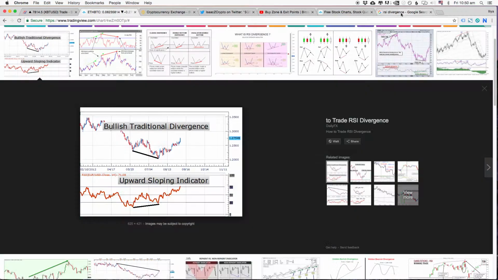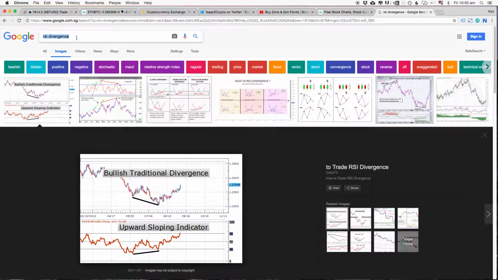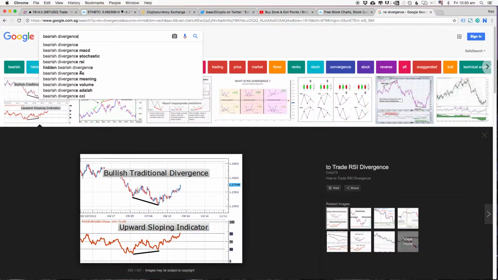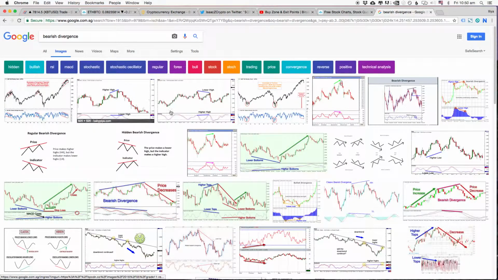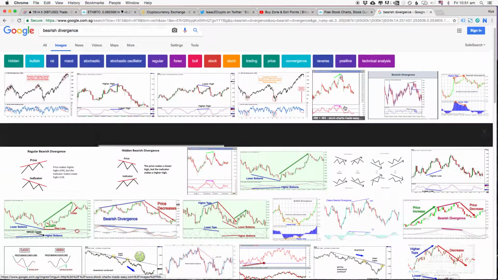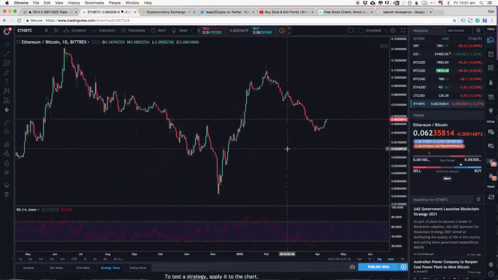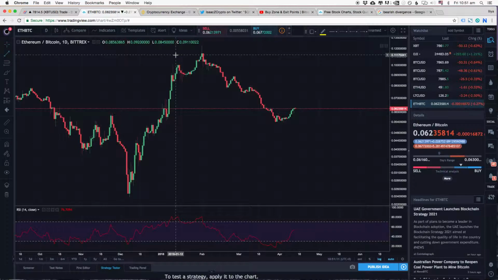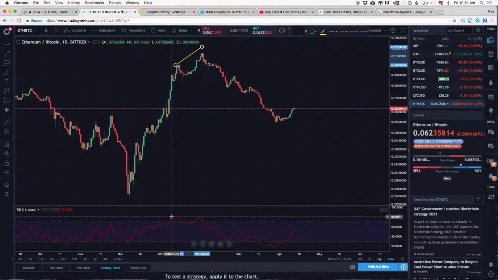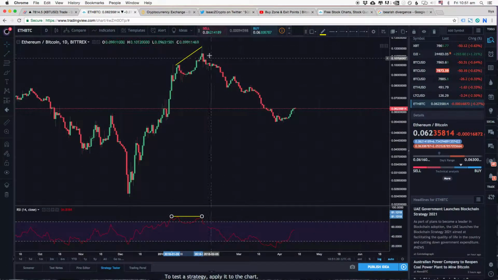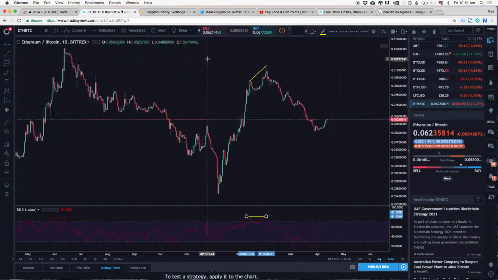So let's briefly run through bearish divergence. Bearish divergence is when the price is making higher highs, but the RSI is making lower highs. So what does this mean? Can we see it in Ethereum? Yes, we can. Price making higher highs, but RSI is sort of level. It didn't go any higher. This is the time to actually sell some.